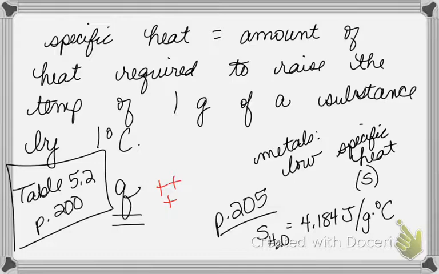y'all, your body is about 70% water. Okay, and water has a very high specific heat. That means that fluctuations in our body temperature are small because water can absorb a whole lot of heat and your body doesn't experience a temperature change.